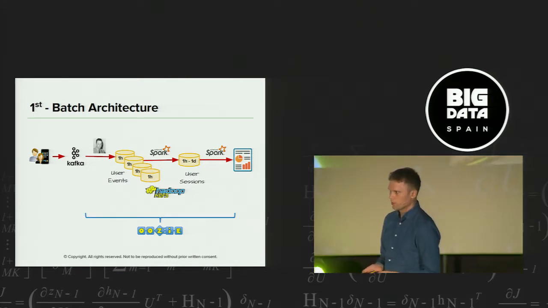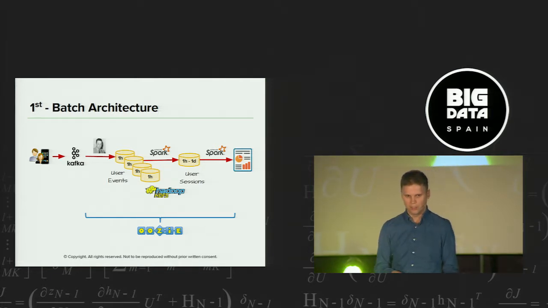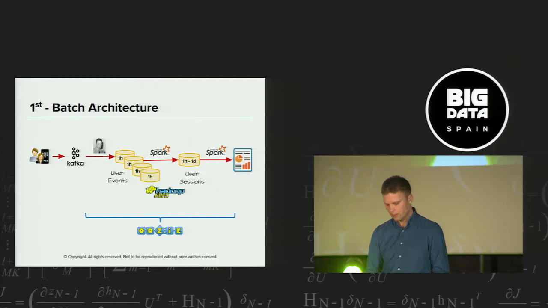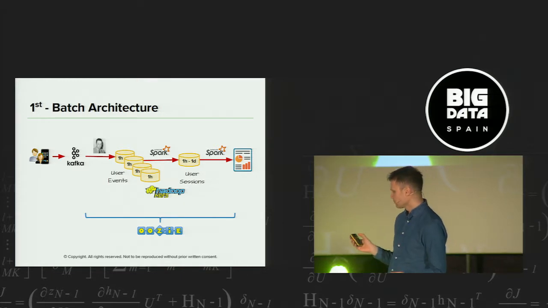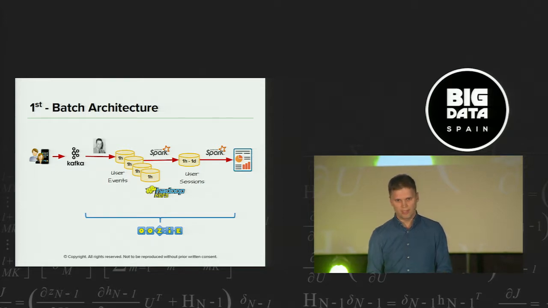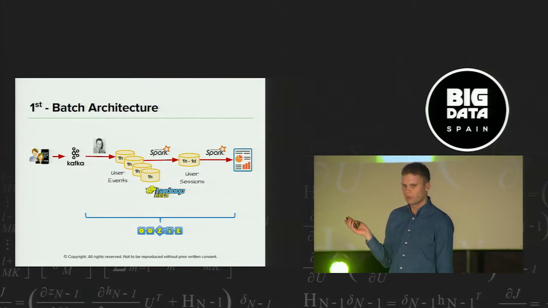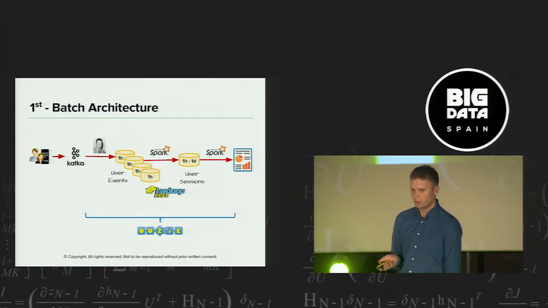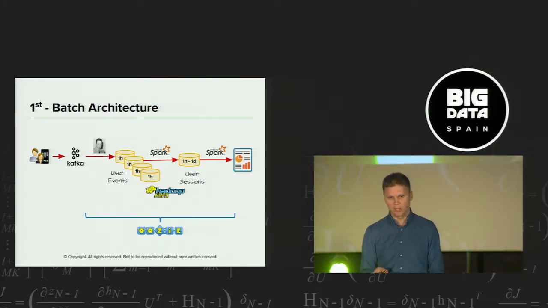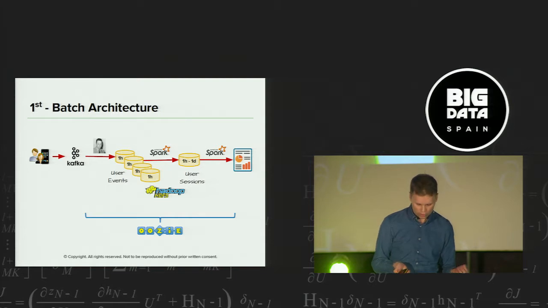Many companies use Kafka, Spark, Hadoop, Oozie for building big data pipelines. And in this case, the user events that represent user activity will be sent continuously to Kafka in real time. But then we can have a tool like Camus or Gobblin that will be periodically copying data from Kafka to HDFS, let's say each hour.